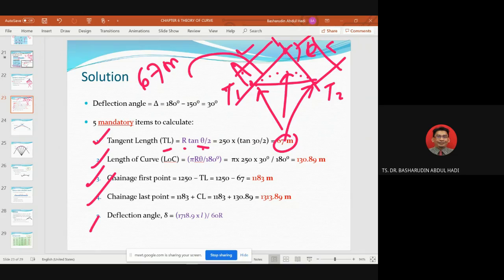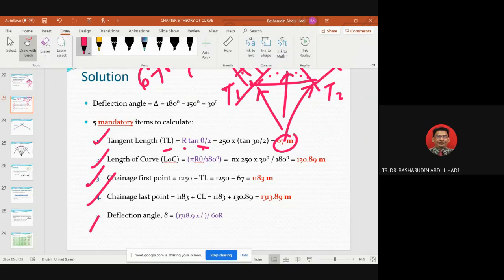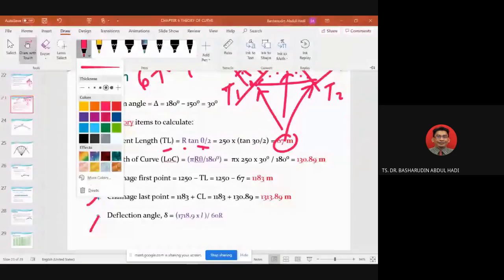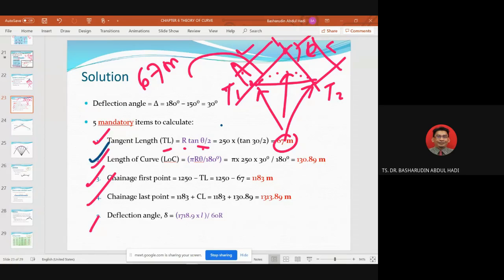Where is the length of curve? Here, length of curve. So I show you by drawing, but I put it in a different color, maybe this blue color, right? So what we have now is the length of curve here. We must calculate it. There is a simple formula. The formula is pi times R.